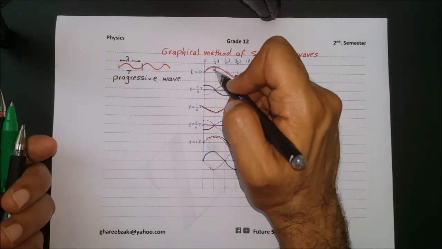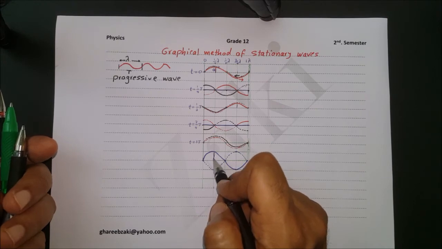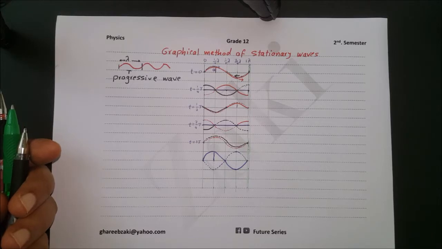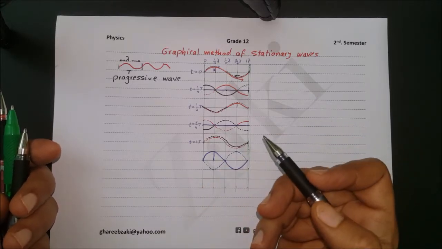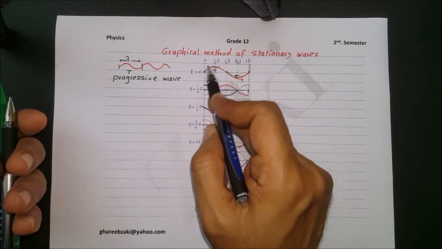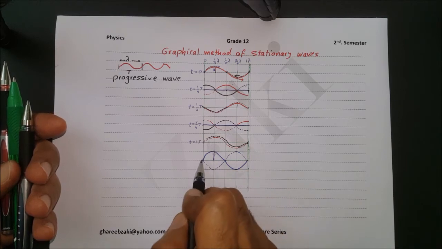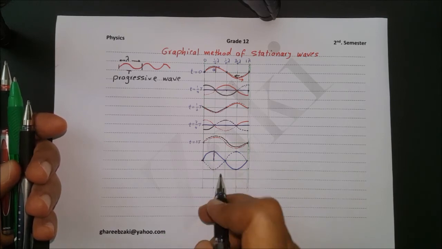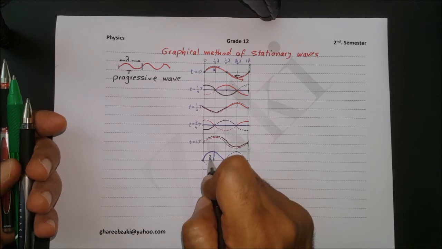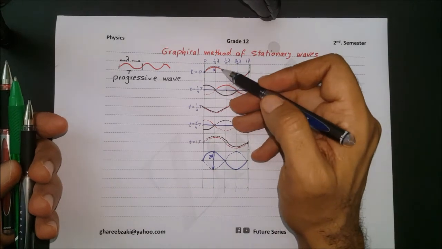The incident wave has amplitude A, and the stationary wave amplitude is 2A. Now we need to study what happens to the points of the stationary wave. The crest stays crest, the 0 stays 0, and the trough stays trough, but they vibrate at the same position with amplitude 2A. So the amplitude is doubled.